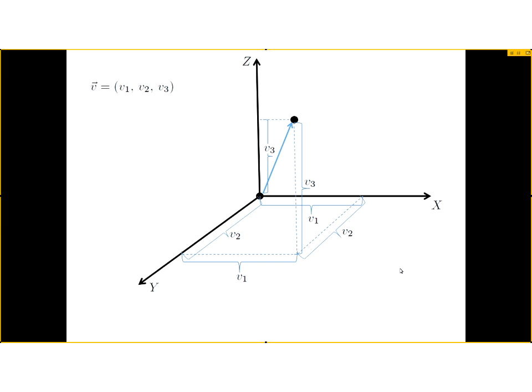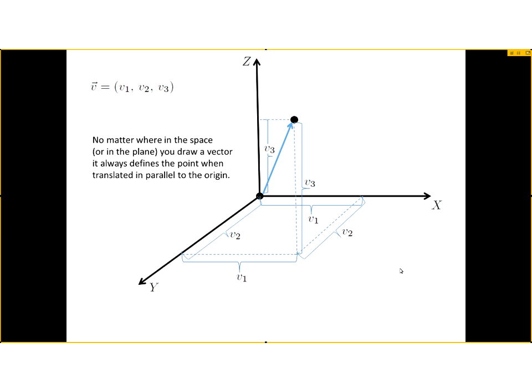This vector can be moved anywhere, to the left side or right side, or in parallel, anywhere in the same plane. No matter where in the space you draw a vector, it always defines the point when it is translated in parallel to the origin. In the same plane it can move anywhere, but it stays parallel to the other vector. It can move backward or upward, but within the same plane.